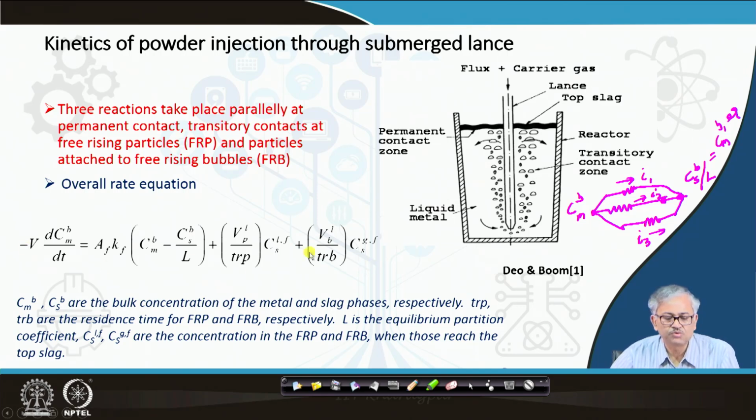Okay. So, this is the overall rate. The left hand side gives you the rate, that is, per unit time how much impurity is transferring from the metal phase, and this is I1 plus I2 plus I3. I will come to that in detail. Okay.